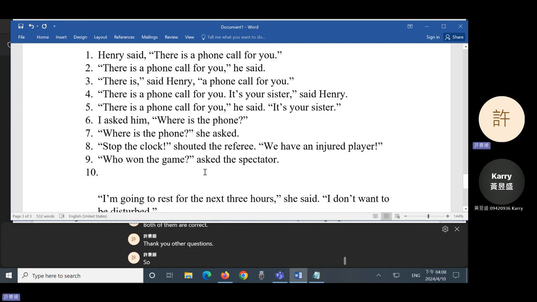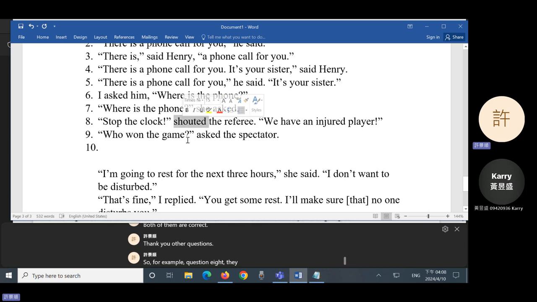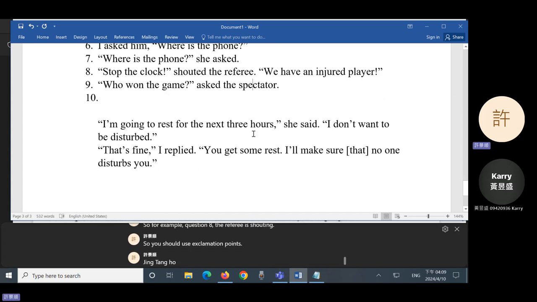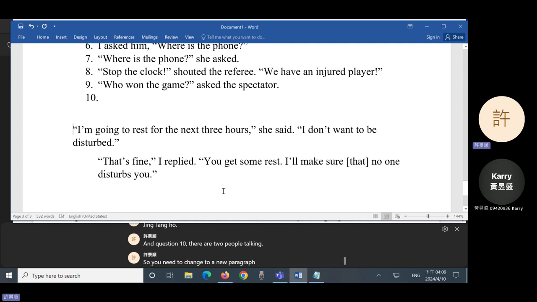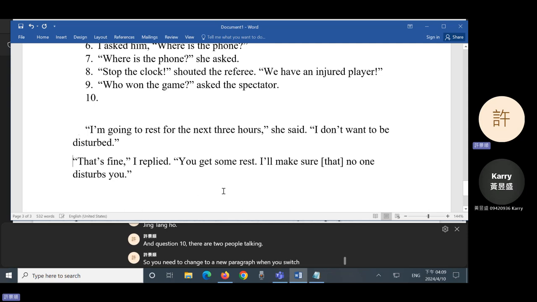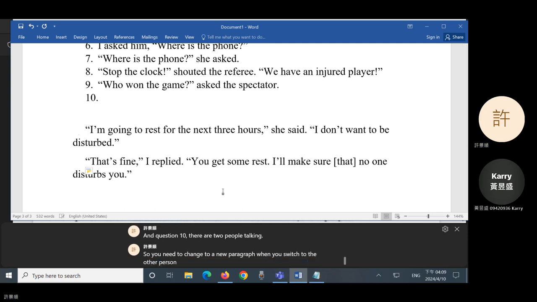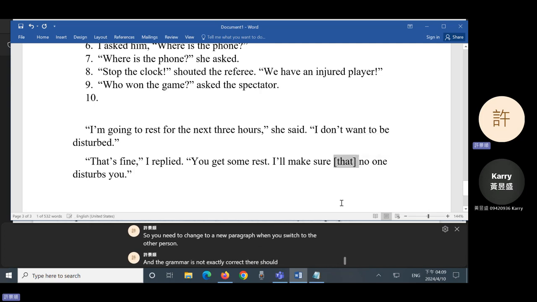So for example, question eight, the referee is shouting. So you should use exclamation points. And question 10, there are two people talking, so you need to change to a new paragraph when you switch to the other person. And the grammar is not exactly correct. There should be a that here. We're going to talk about this next week. So, no questions?